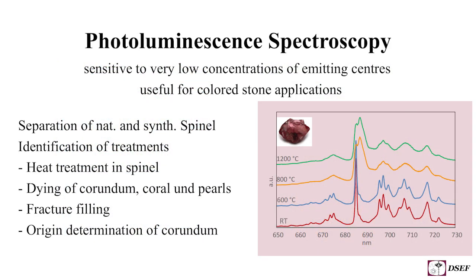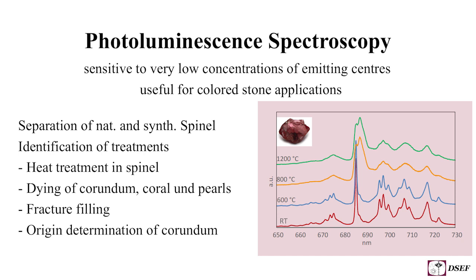So, in addition to the imaging of luminescence, the spectroscopy of luminescence became more and more important, particularly since the appearance of HPHT-treated diamonds. And the photoluminescence spectroscopy is one of the most sensitive optical methods with which you can detect emitting centers which are otherwise not possible to identify by other methods.